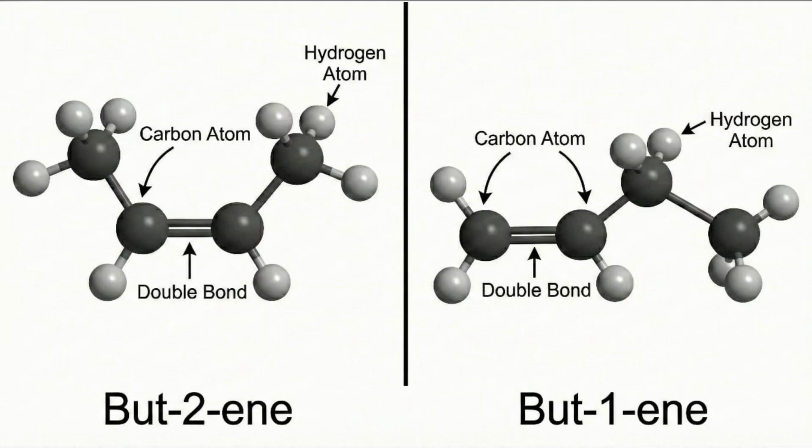Now, when the chain gets longer, like this 4-carbon butene, we have a new problem. We have to say where the double bond is. This molecule is called but-1-ene because the double bond starts on the very first carbon. If we moved it to the middle, it would be but-2-ene, and that's a completely different molecule, so that number becomes a crucial part of its identity.